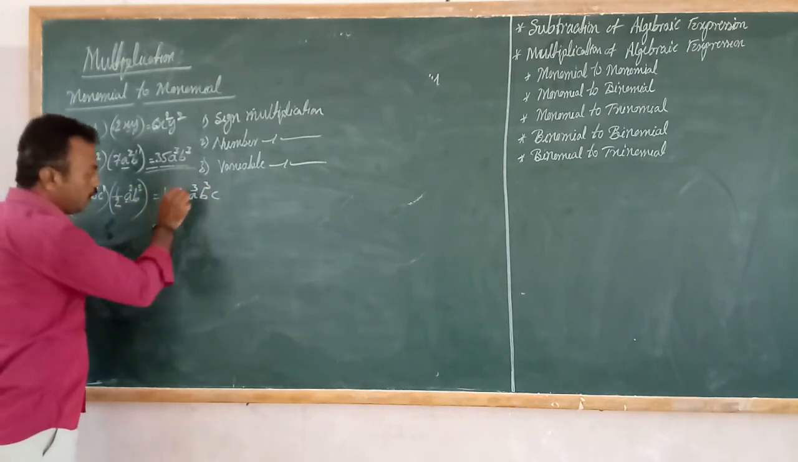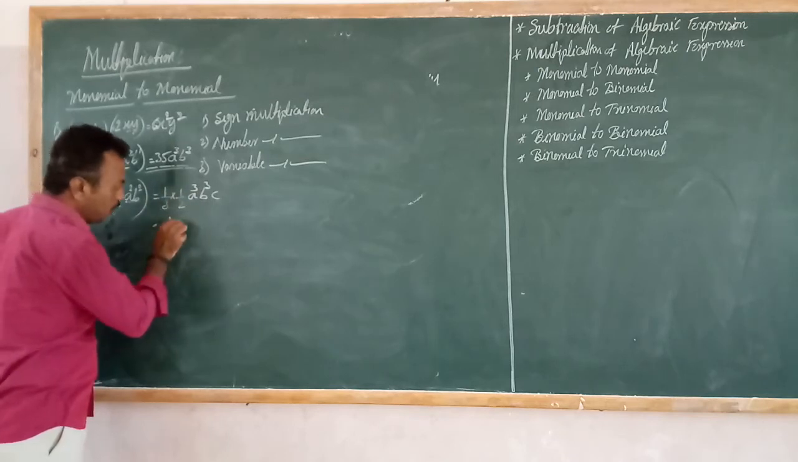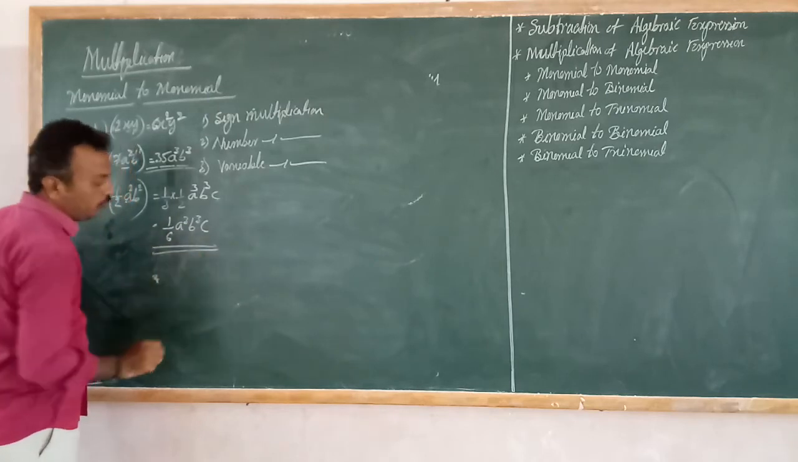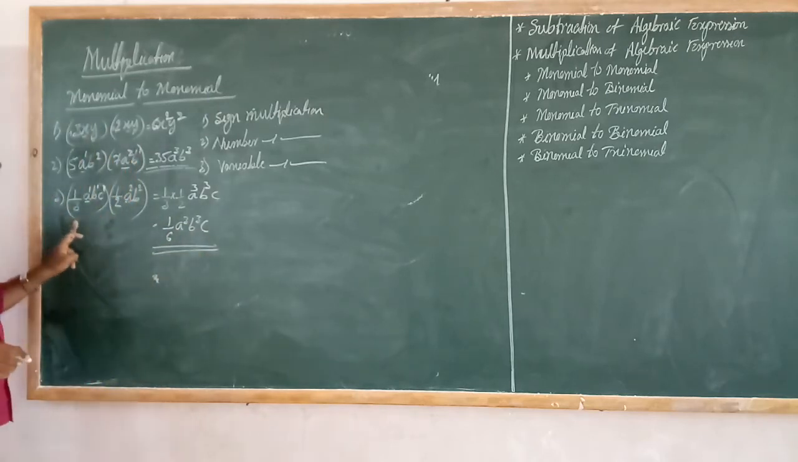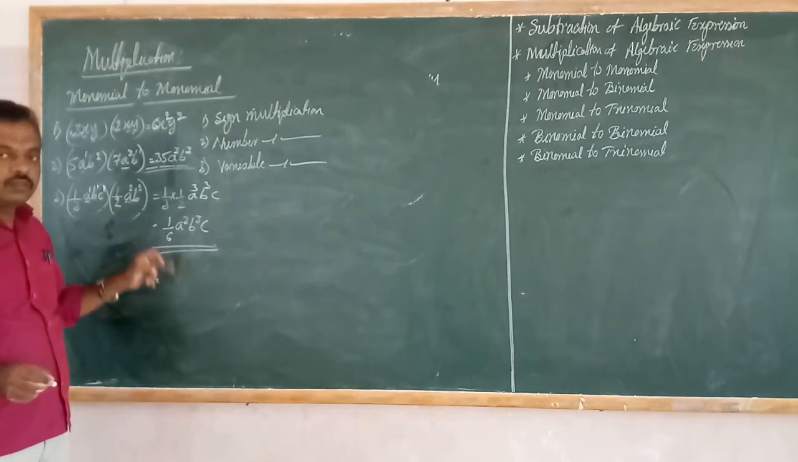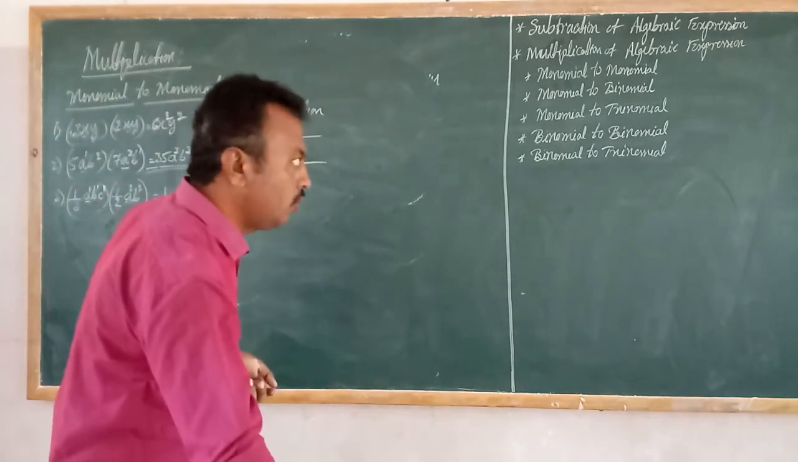Therefore 1 by 3 into 1 by 2 becomes 1 into 1, 1; 3 2s are 6. So 1 by 6 a cube b cube c is the product of 1 upon 3 abc into 1 upon 2 a square b square. Can you understand, students? So these are the product of monomial to monomial.